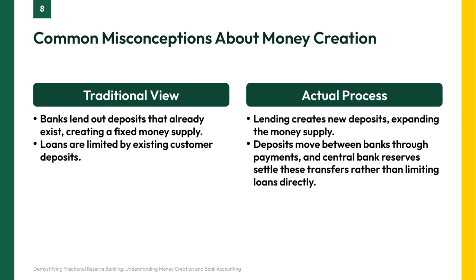On the right, however, we see the actual process. In reality, lending itself creates new deposits, which in turn expands the overall money supply. When deposits move between banks through payments, it's the central bank reserves that settle these transfers, not the existing deposits, so the reserves facilitate the process rather than directly limiting how much banks can lend. The key takeaway here is that money creation is more dynamic and complex than the traditional view suggests. Understanding this helps clarify how monetary policy and banking operations really function in the economy.